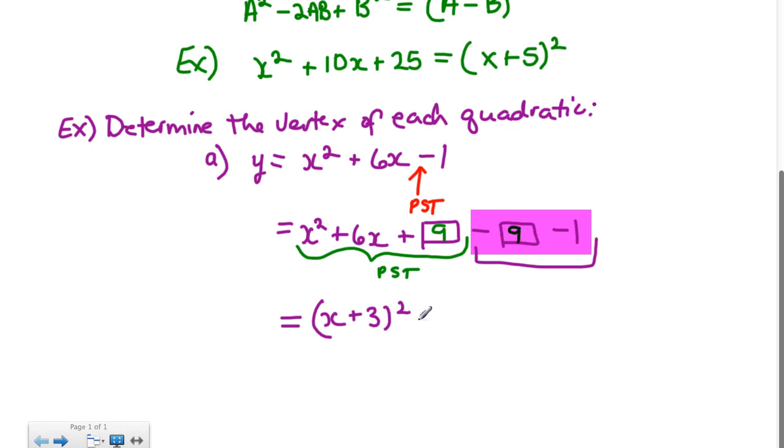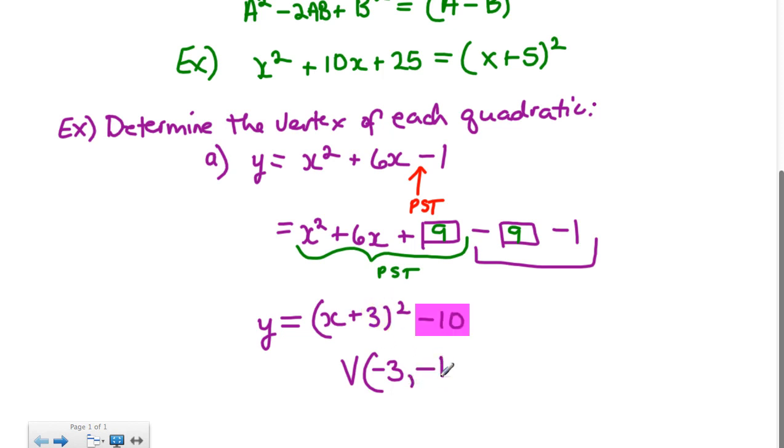Negative 9, take one more away, is negative 10. And now this is a quadratic in vertex form. So now I can read the vertex. The vertex is the negative of this value, the opposite of this value, and then the k value taken at face value. So if I was graphing this function, a little crude graph here, I'm down at negative 3, negative 10, and this function opens up. I also know I have a y-intercept at negative 1. So it's going to look something like this.